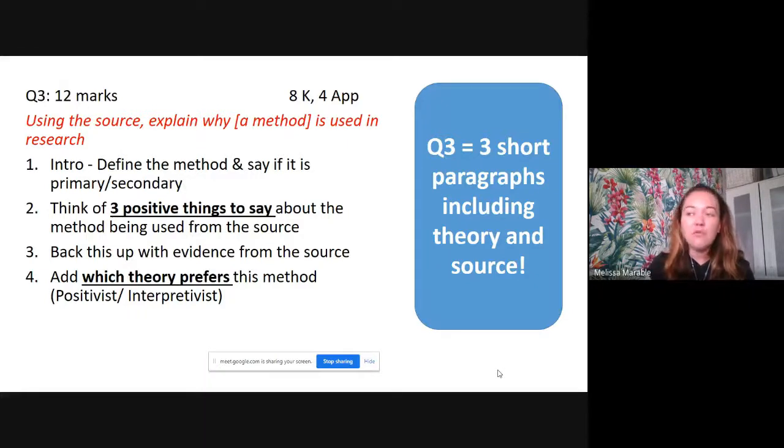Now, some of you wrote about weaknesses of the whatever it was in this question. Don't do that. The question wants to explain why it is used. As soon as you start going, oh, well, this might be a better one, or, you know, that's quite weak, you're wasting your time. It is wrong. Do not do it. So, in short, question 3 in the blue blocks, 3 short paragraphs including theory and the source and whether or not it's primary or secondary. Okay, so let's have a look at the exemplar.